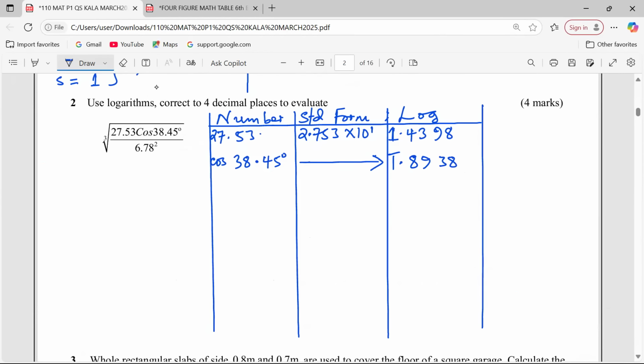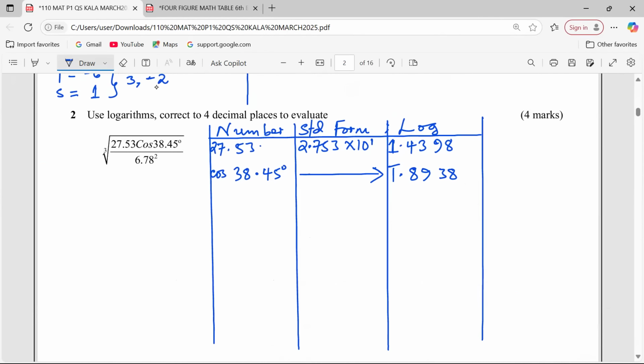So that is the logarithm of the cosine of 38.45. That's how you are supposed to move about that one. Now remember that 27.53 and the cosine of 38.45 have been multiplied at the numerator. Being multiplied, we should find the sum of their logarithms. So we add.